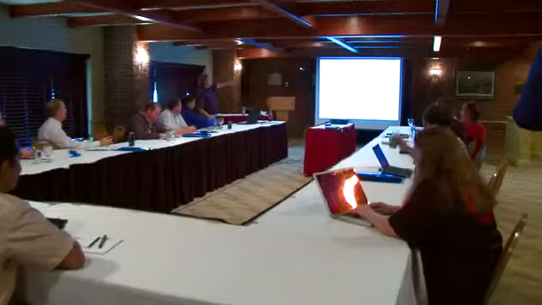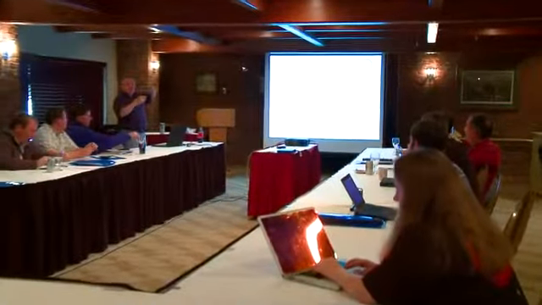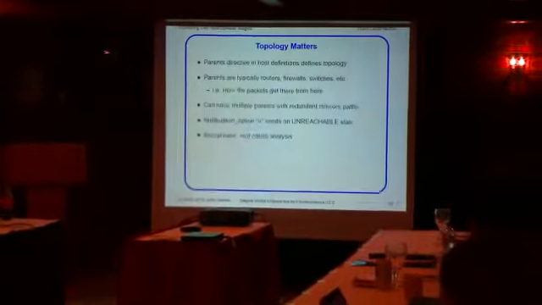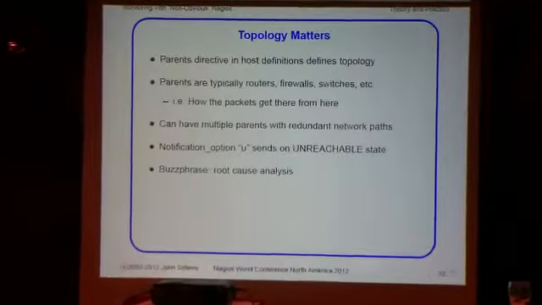Okay, I mentioned this before. Always define your topology, blah, blah, blah. And you can have multiple parents. So if you've got redundant links, Nagios does the right thing when you define that. It's good. And I mentioned about notification option U. You don't want that.